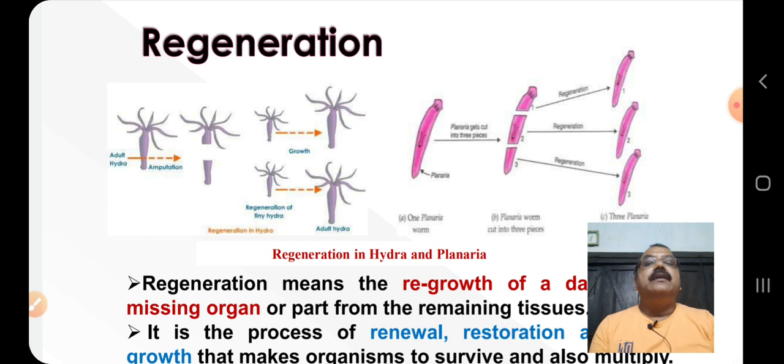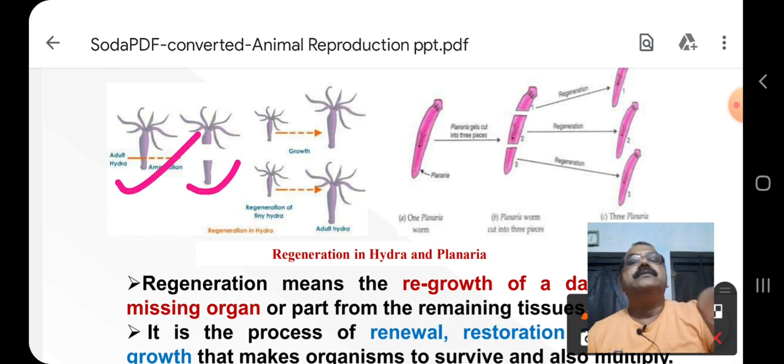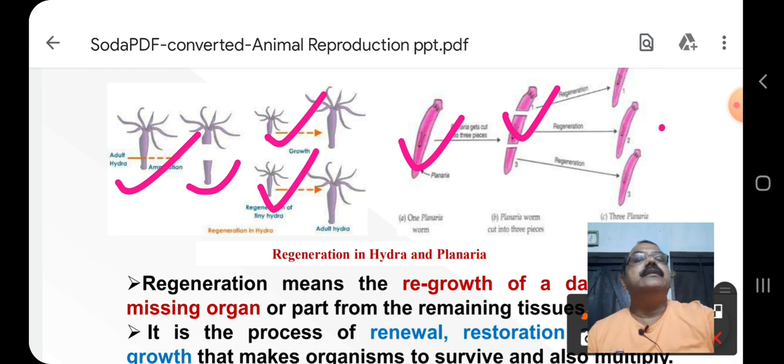Regeneration is another mode of asexual reproduction. It is the process of revival of a lost part, which is lost accidentally or willfully, but each piece develops into a new individual. You can see here the hydra is cut into pieces, then each piece develops into a new hydra. Similarly, in case of planaria, when it is cut into 3 pieces, 3 individuals are produced.